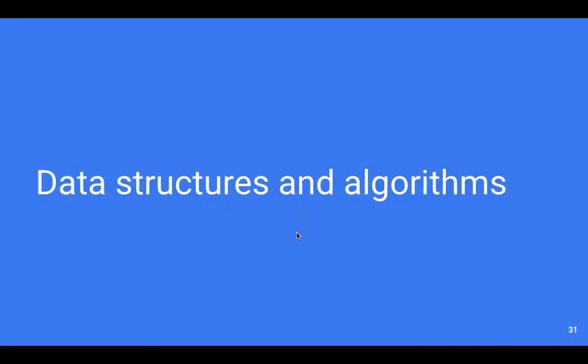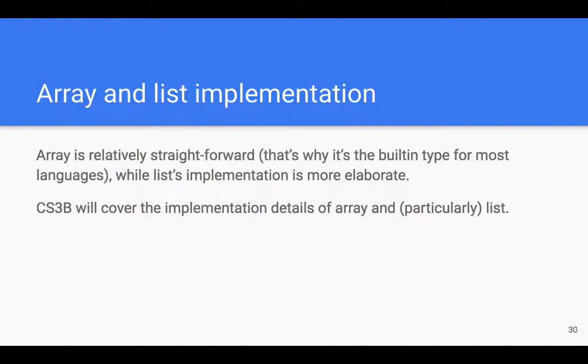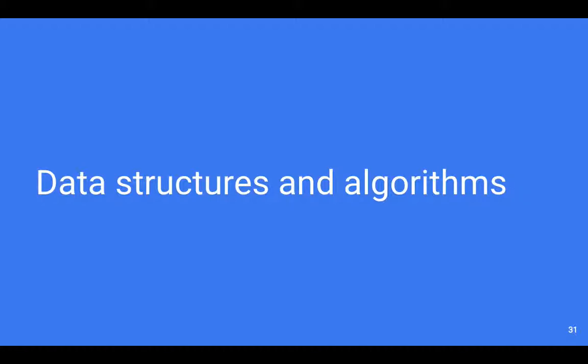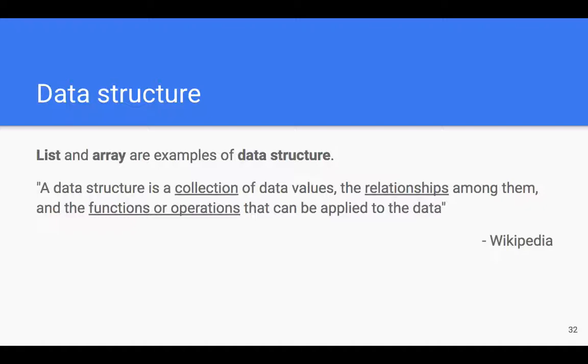Okay, so that's just again a quick, short intro or summary to array and list. Now the next topic that I want to go over quickly is what is a data structure and what is an algorithm. Okay, so lists and arrays, especially lists, are examples of what's called data structures. So according to Wikipedia, there are 3 characteristics of a data structure.